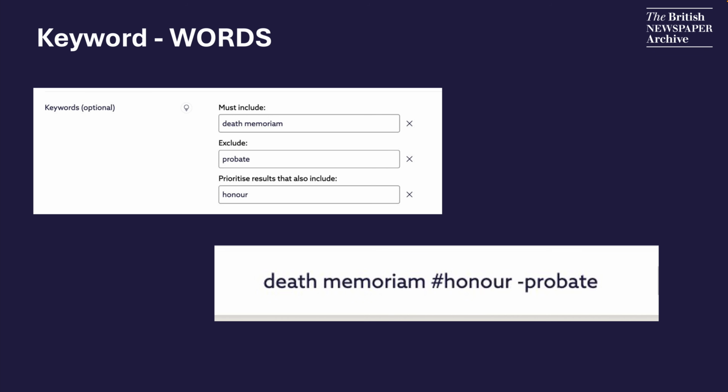If you look here at some of the keywords and how we handle that: must include death and memoriam, must exclude the word probate, and prioritise results that include the roll of honour. This is around a search if we're looking for rolls of honour in the newspapers from military service.